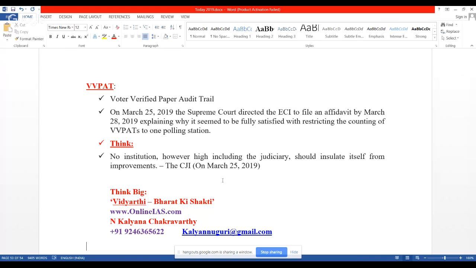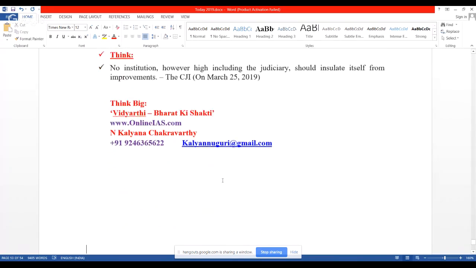These words were used by the Honorable Chief Justice of India, Justice Ranjan Gogoi, yesterday. He said that no institution, however high, including the judiciary, should insulate itself from improvements. Meaning, you should keep on going for improvements. That's what the Supreme Court said. Right? Now we go further.